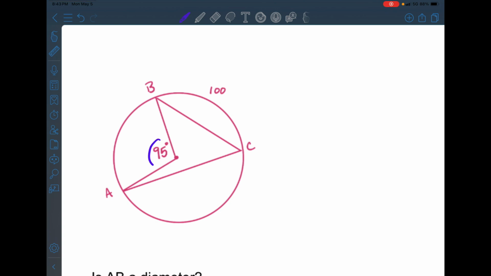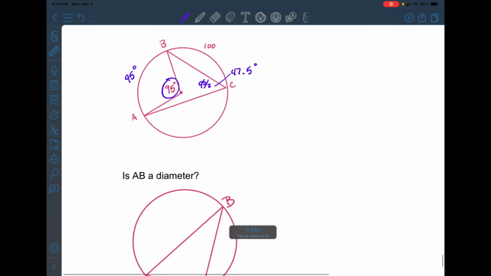I know that this is a central angle and it's 95 degrees, which then makes this arc 95 degrees. Then if you half it, you get what the central angle is, which is 47.5 degrees. Okay, so that's how you would find those arcs.